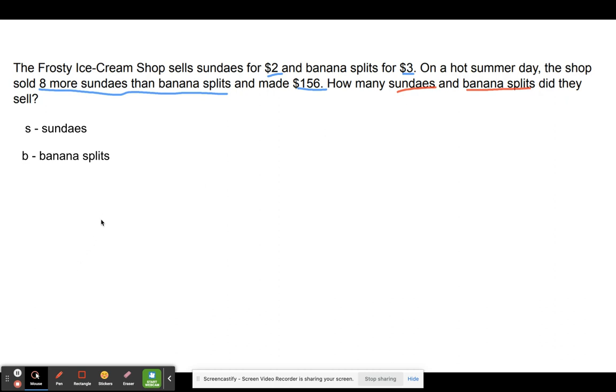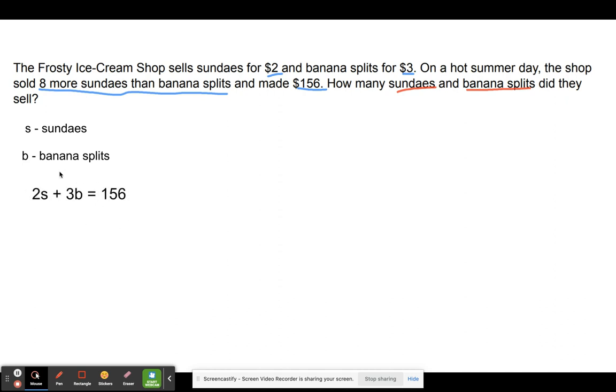Okay, now the first equation is going to come from this. So this first part where it says they sell sundaes for $2. So that means for every sundae, it's $2. For every banana split, it's $3. So if I can figure out the amount of sundaes and multiply that times $2 and then add that to the banana splits times $3, that should add up to $156.